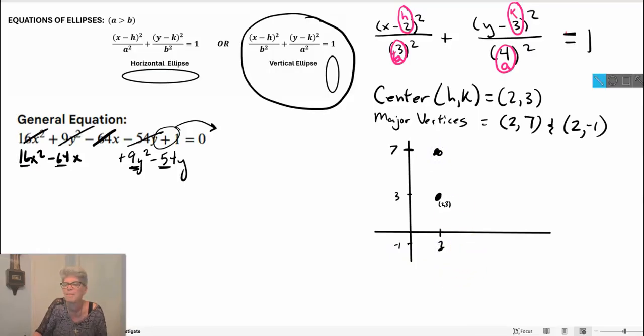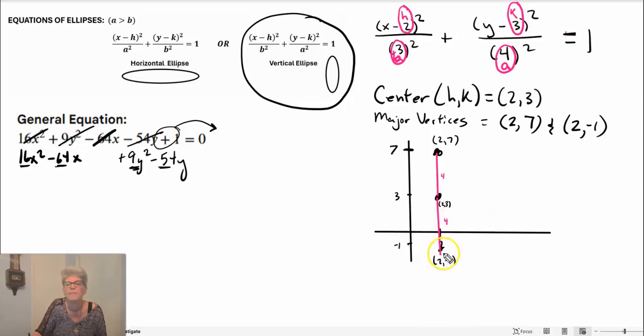Okay. And so my major axis is going to be the length of this red line. And the red line is, each of these segments is 4. And so my major axis would have length 8. Okay. I have 2 comma 7 and 2 comma negative 1.